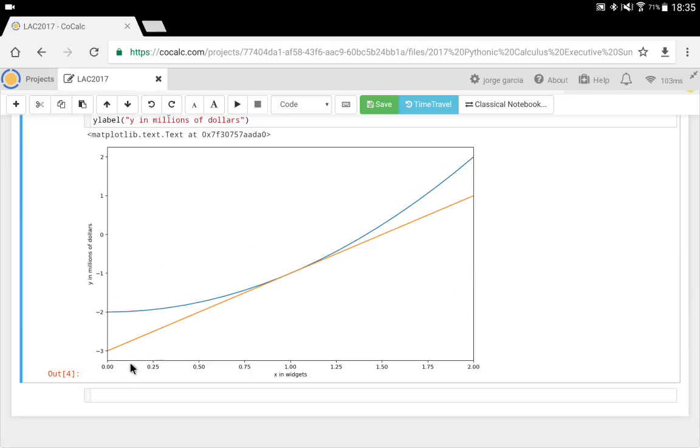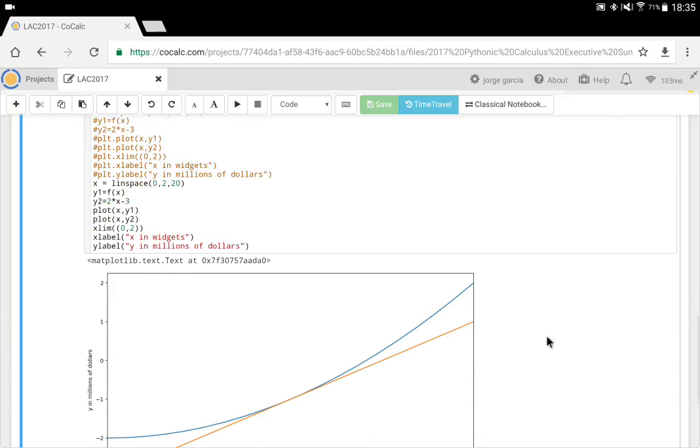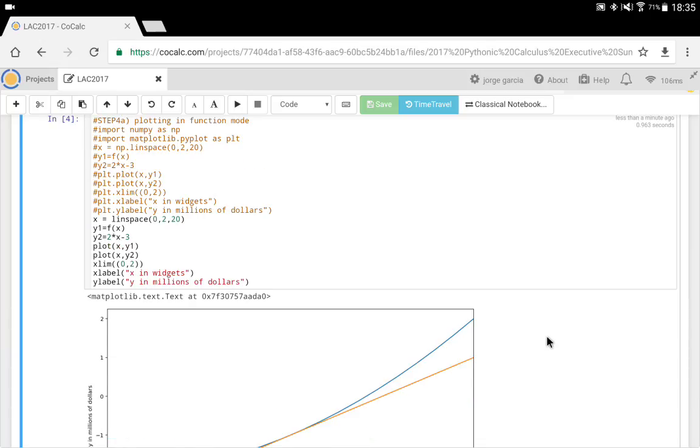Okay, so the x values are limited from 0 to 2. And we have a tangent line at x equals 1 to f of x, and here's your tangent line to x minus 3, right? See the y-intercept there, and the y-intercept there for x squared minus 2, and it's all very nice. Okay, so that's how I'm going to be graphing, based on step 0, the cell that initializes all the imports and stuff.